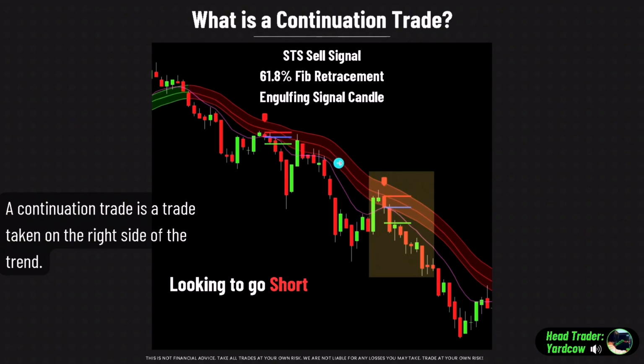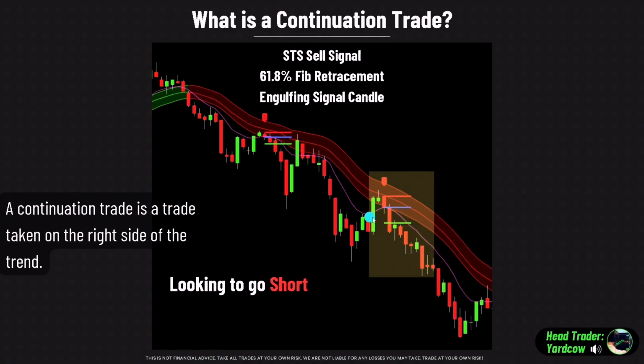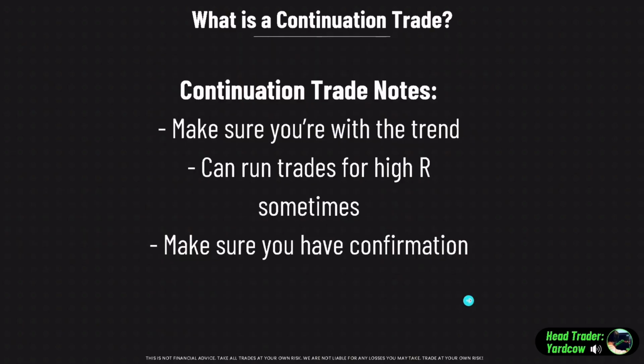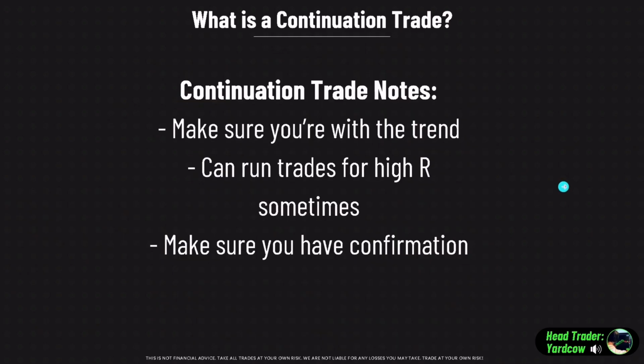And then one thing with these continuation trades too, since you are going with trend, you can leave runners and you definitely can increase your risk reward by running it. For example, like this purple line right here, this is built into our Supreme Trading Suite. It's a GCMA. And a lot of our traders like to run their trades with this line. So for example, you would get out right here once it crosses back above. So you can definitely increase your risk reward with continuation trades.